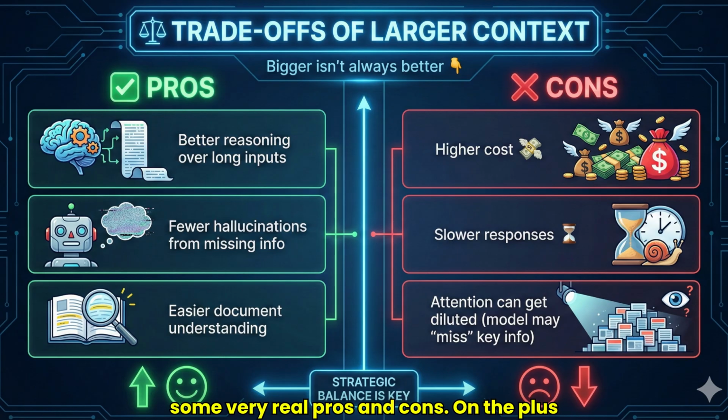And that leads to some very real pros and cons. On the plus side, yeah, a bigger context means better reasoning and fewer mistakes because the AI has all the info right there. But on the flip side, it costs way more to run, it can be a lot slower to get a response, and sometimes, and this is a weird one, the AI's attention gets diluted. It's like trying to find a needle in a giant haystack. It might just miss that one key detail you need.